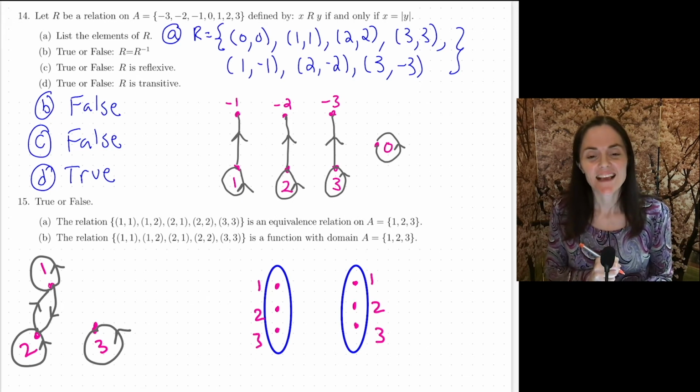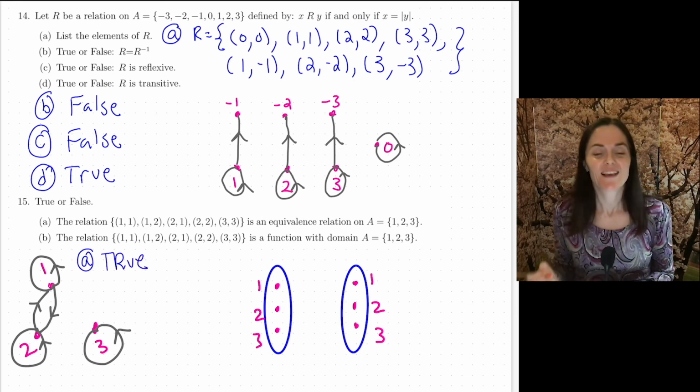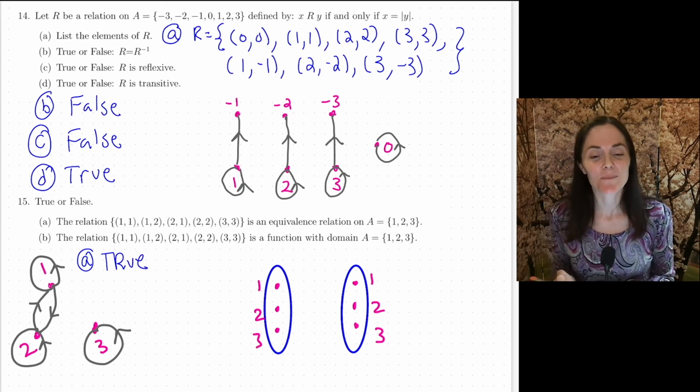Okay. This looks wonderful. This looks symmetric. This looks transitive, and this is definitely reflexive. So part A, this is true. We can think about this looking at the picture.